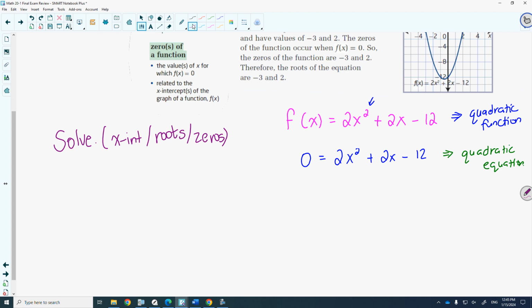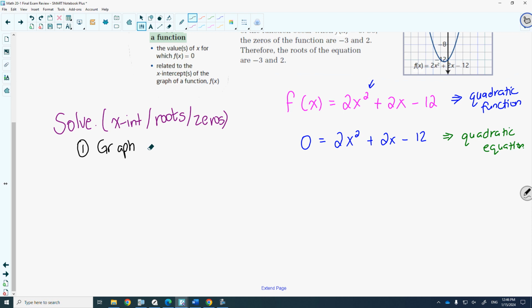And there were 4 different ways that we solved in this course. Graphing: throw this into your calculator, and then use the zero function on your calculator to get the zeros of the graph. Factoring. And probably the least common is solve by completing the square.